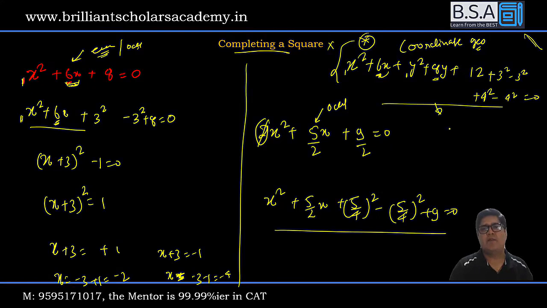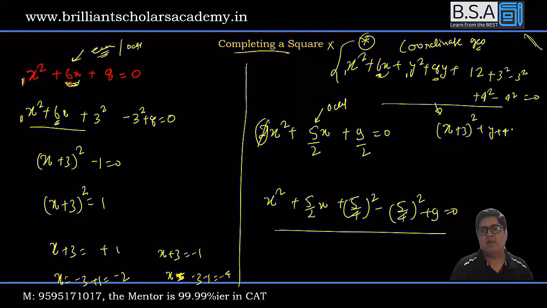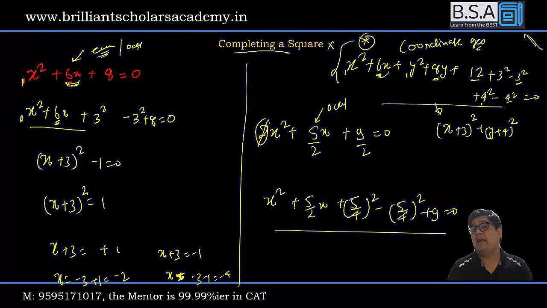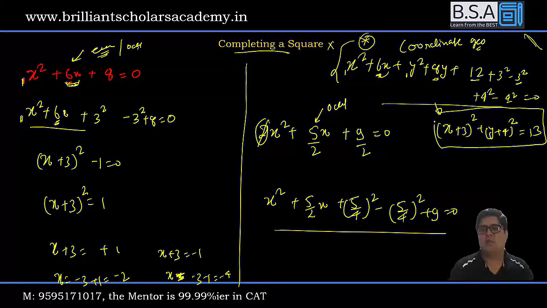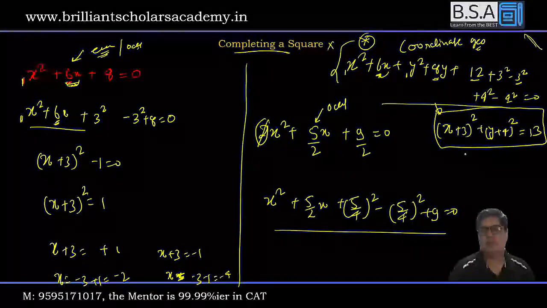So this will complete the equation: x plus 3 whole square, y plus 4 whole square, and the rest of it is remaining. 12 minus 9 is 3. 3 minus 16 is minus 13. So equal to 13. This is the complete equation. So here, because there are perfect squares, it is easier to solve. It is easier to work with.